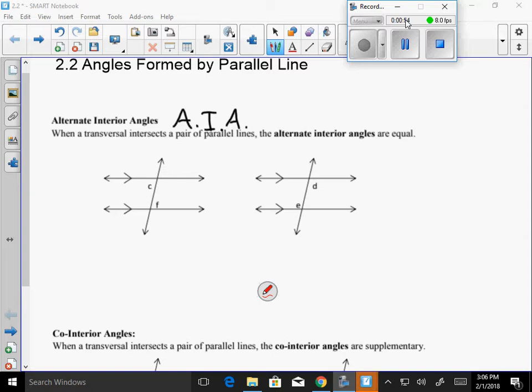So basically, what it says is when a transversal, this guy here, intersects a pair of parallel lines, the alternating interior angles are equal. So angle C and angle F are equal. These two, the inside angles that are opposite one another on opposite sides of the transversal, are equal. And always look for this. They form a Z. So this guy is a backward Z. Always look for those angles inside the Z. They're going to be equal.